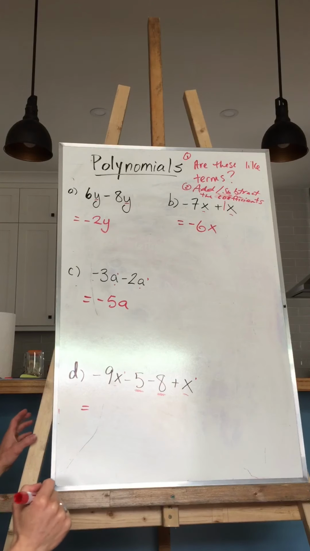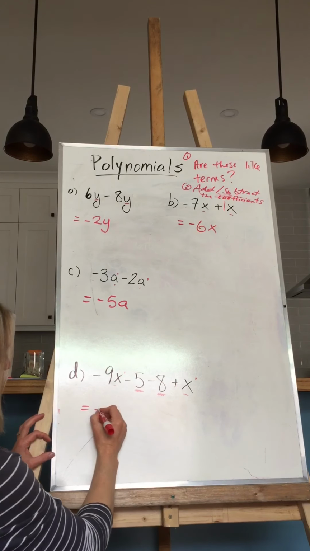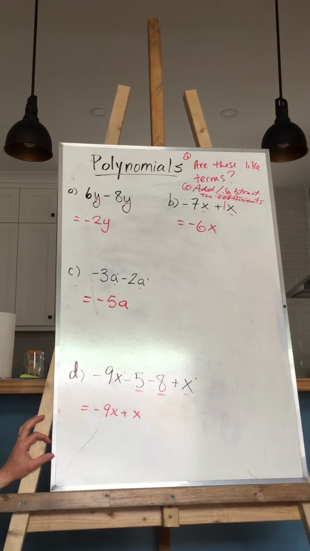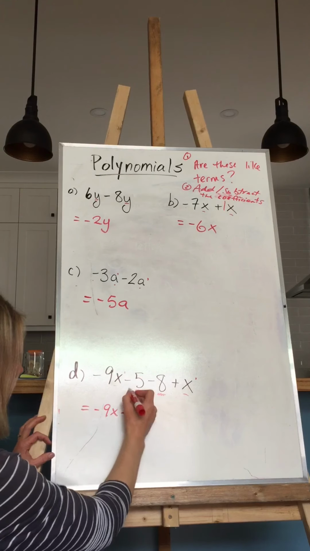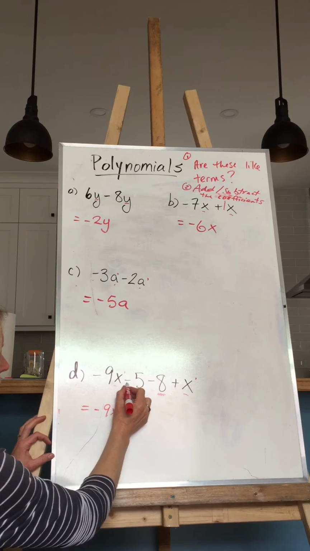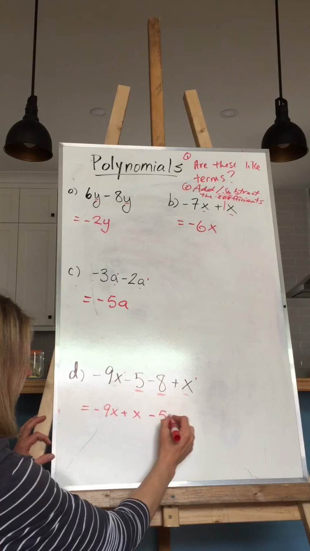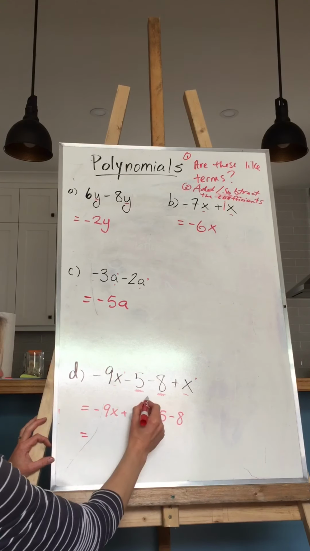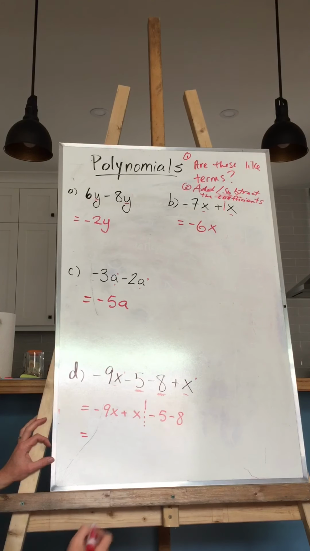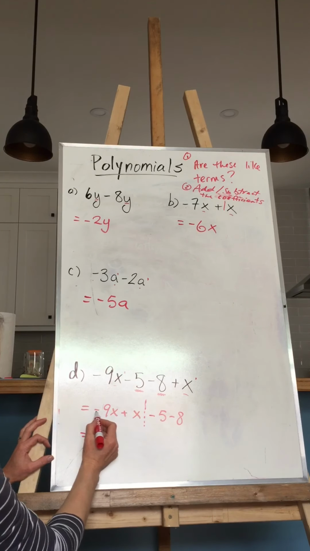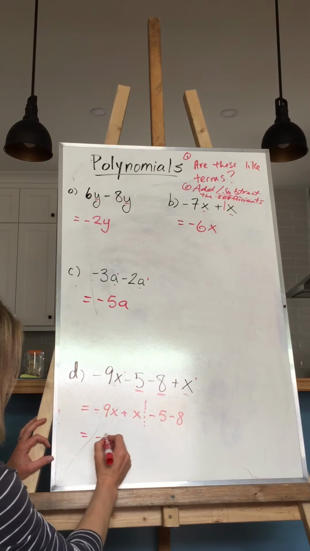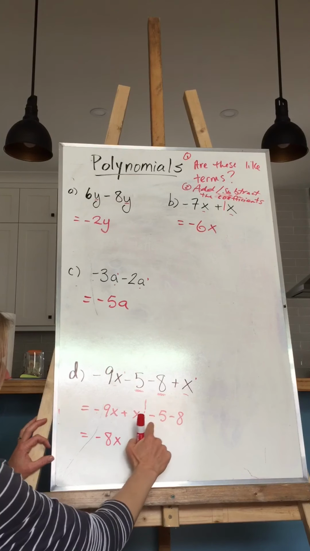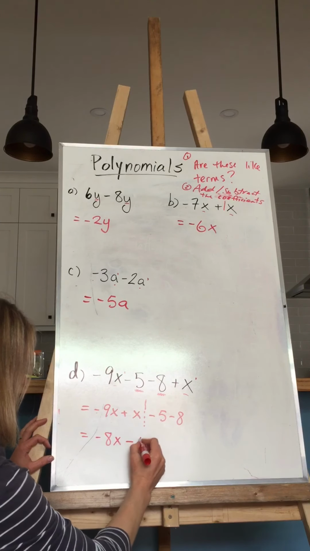If it helps, and it does help a lot of students, put them side by side. So negative 9x plus x, there's one group. My other group, I'm just going to space it over, and I have to make sure I include the sign in front of it. So negative 5 minus 8. There's my two groups. Okay, so my first group, if it even helps, you can put a bit of a line. Negative 9 plus 1 is negative 8x. So there's my first group. And then I have negative 5 minus 8, so that's negative 13.